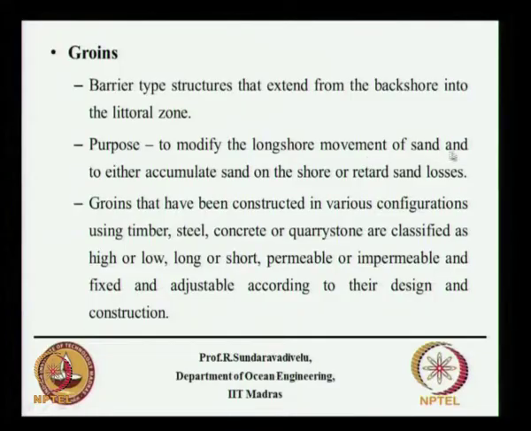So the purpose is to modify the longshore movement of sand, either to accumulate sand on the shore or to retard sand losses. This is the purpose of the groins. This has to be done very systematically. Systematically means we have to carry out analysis and then decide.